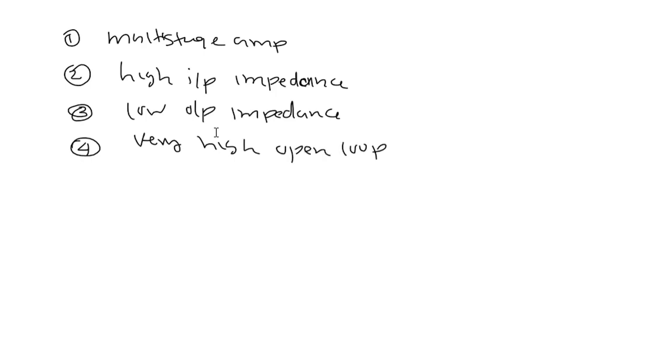Open loop voltage gain. So what does this term represent? The open loop voltage gain represents the gain of the amplifier without feedback. So open loop voltage gain means gain without feedback circuit.